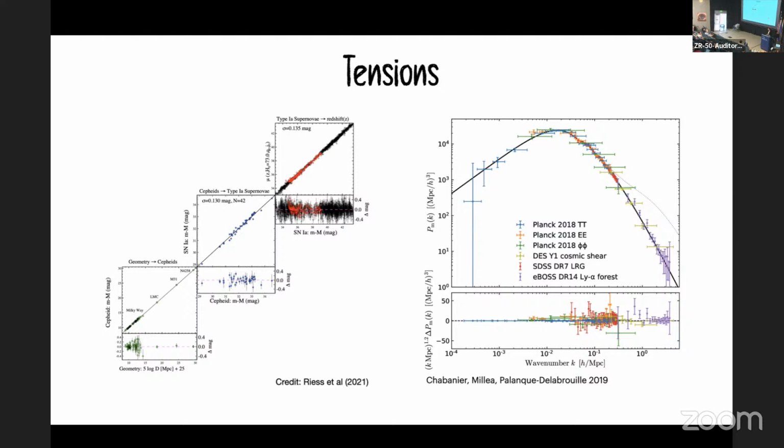And so some extensions of lambda CDM could be motivated by cosmological tensions that we already see in the data. We've talked a little bit about this today already, but there's the H0 tension as well as tensions in large scale structure. So there's the S8 tension and then the Lyman alpha tension, both of them so far suggesting that we see suppression of the matter power spectrum at small scales.